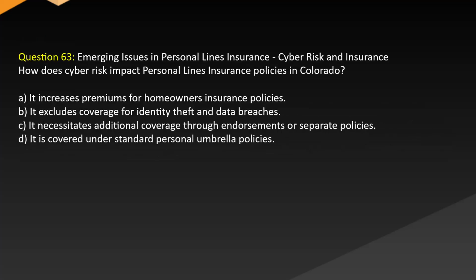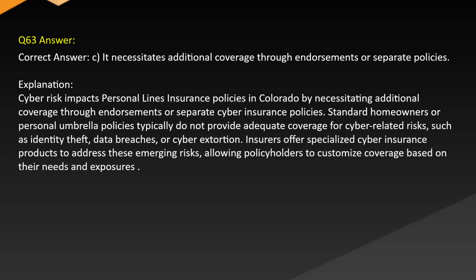Question 63. Emerging issues in personal lines insurance. Cyber risk and insurance. How does cyber risk impact personal lines insurance policies in Colorado? A. It increases premiums for homeowners insurance policies. B. It excludes coverage for identity theft and data breaches. C. It necessitates additional coverage through endorsements or separate policies. D. It is covered under standard personal umbrella policies. Correct answer: C. It necessitates additional coverage through endorsements or separate policies.